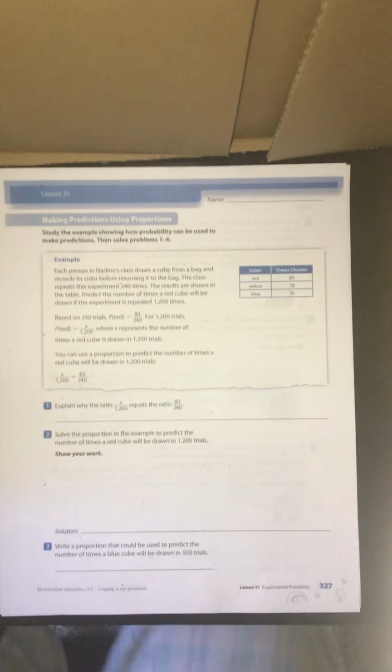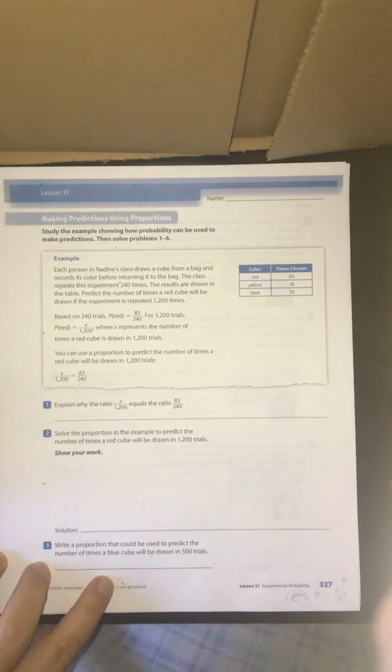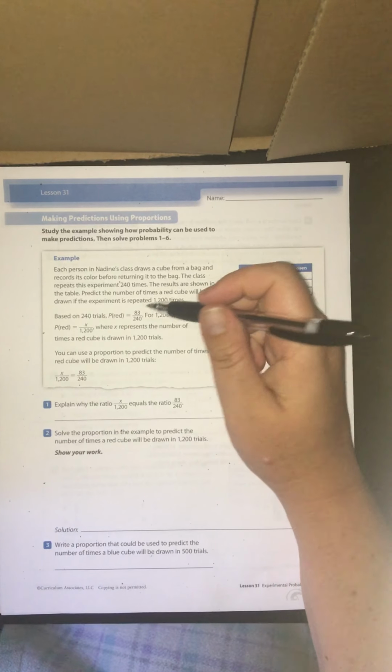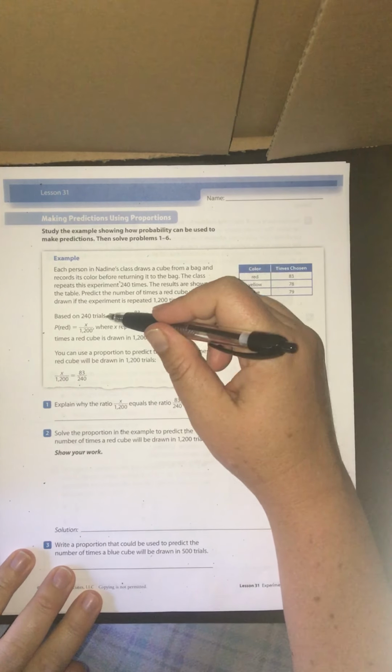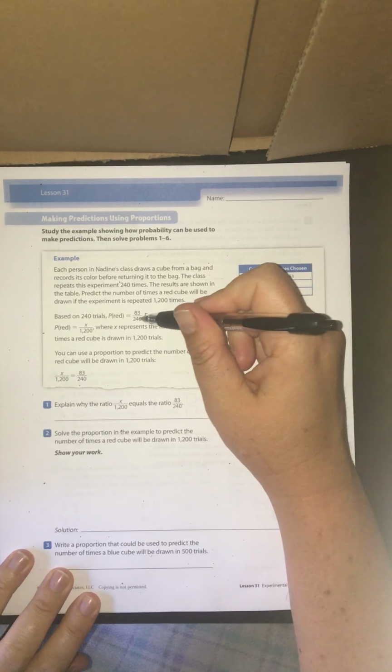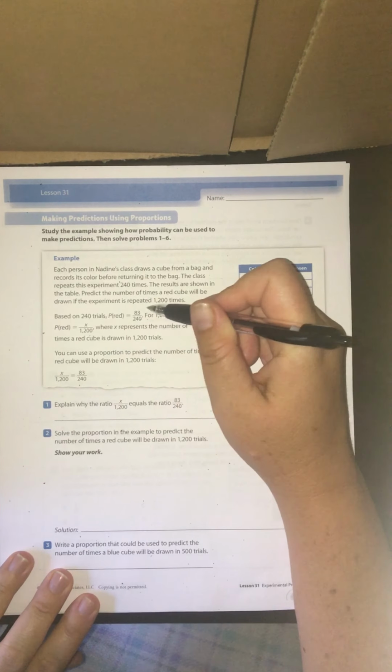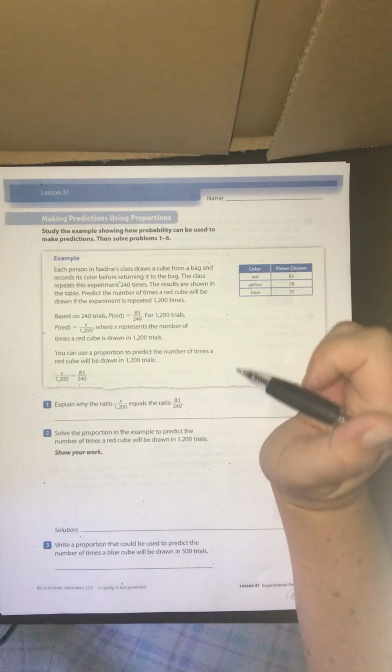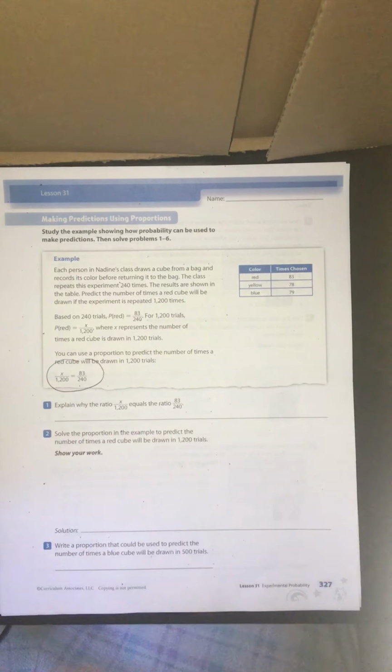Okay, so page 327, 328. It's giving an example that if there's 83 out of 240, based on 240 trials, if you take 240 and make it 1200, you can figure out what x would be. You just have to set it up just like this.